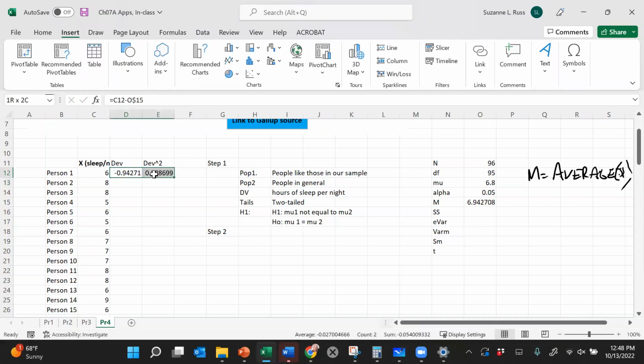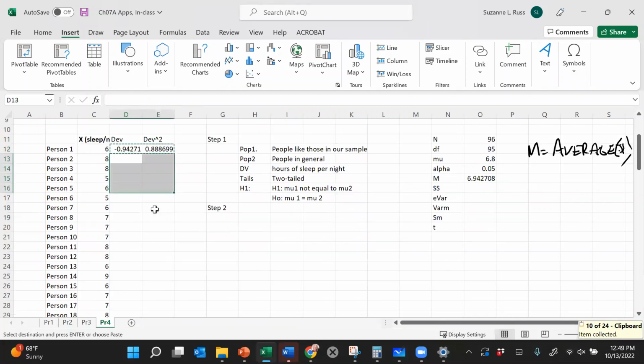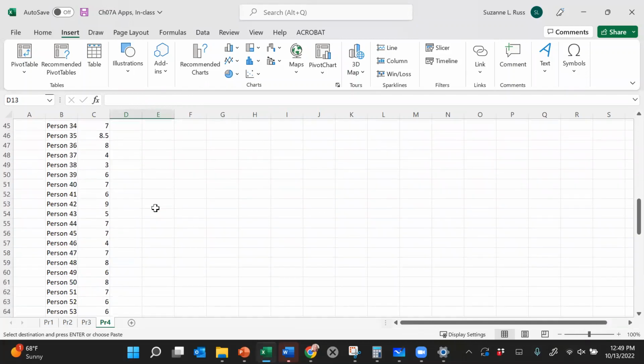Could do it in one step. I tend to forget once I'm messing around with a $ sign, so I always do it in two. That way I know I didn't miss anything. And now I'll just copy down to the end of our data set.